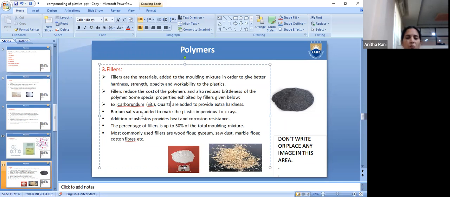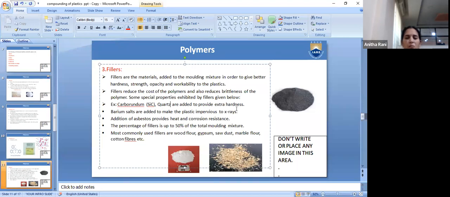Barium salts we add to make the plastic impervious to X-rays. When you add a barium salt, barium sulfate, into the polymer resin and go for molding the article, when it is exposed, it does not allow X-rays through.